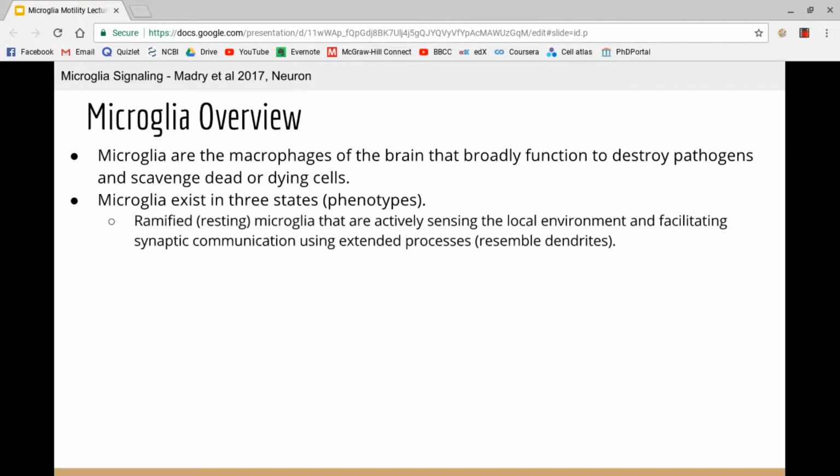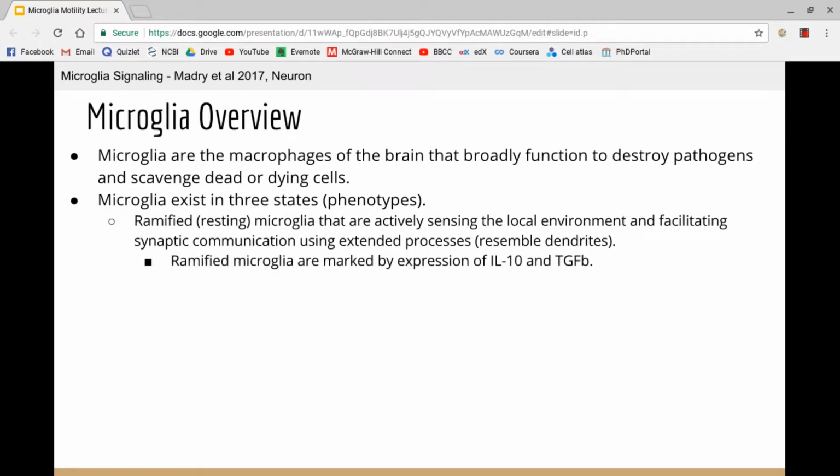But nevertheless, the first general type of microglia are the ramified or resting microglia that are very actively sensing the local environment and facilitating synaptic communication using these very long extended processes, which kind of resemble dendrites. So it would be a misnomer to think of non-activated microglia as lying there dormant, because they are in fact highly active, and they're essentially using their dendrite-looking protrusions to communicate with synapses and neurons, and they make sure they're healthy and functioning properly.